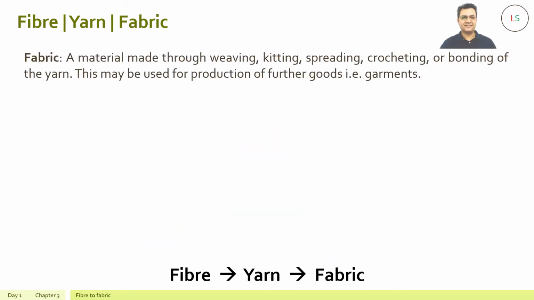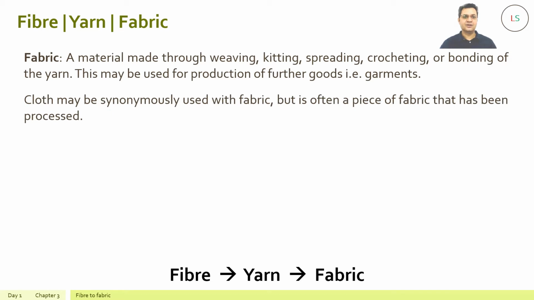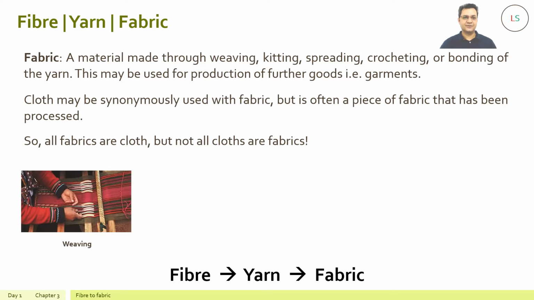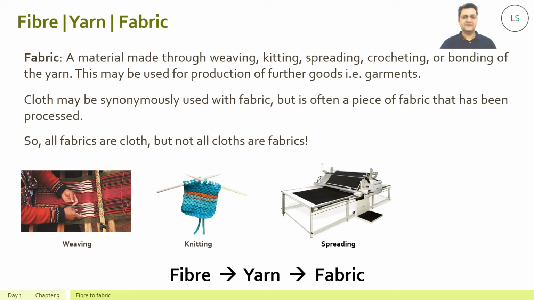Let's define fabric. A fabric is a material made through weaving, knitting, spreading, crocheting or bonding of the yarn. This may be used for production of further goods, that is, garments. Cloth may be synonymously used with fabric, but is often a piece of fabric that has been processed. So all fabrics are clothes, but not all clothes are fabrics. Here we see the pictures of the processes which we had discussed. So the first one is weaving, knitting, spreading and crocheting or bonding.